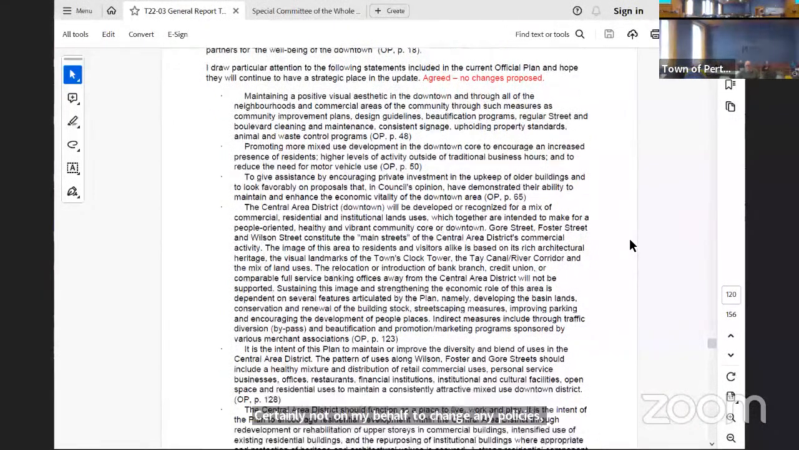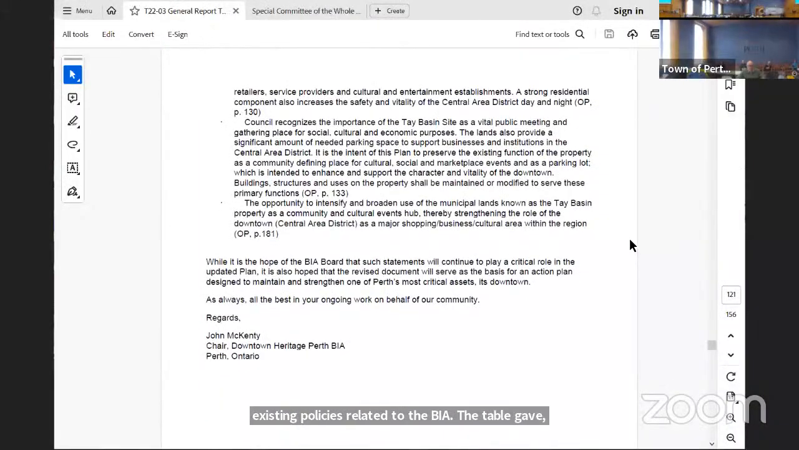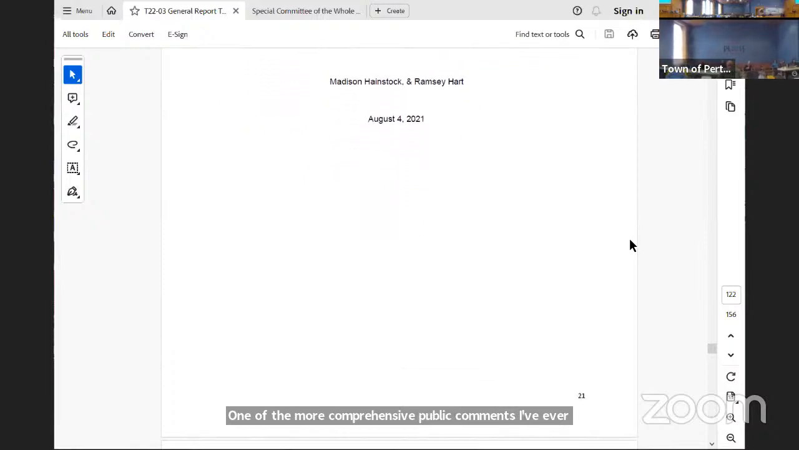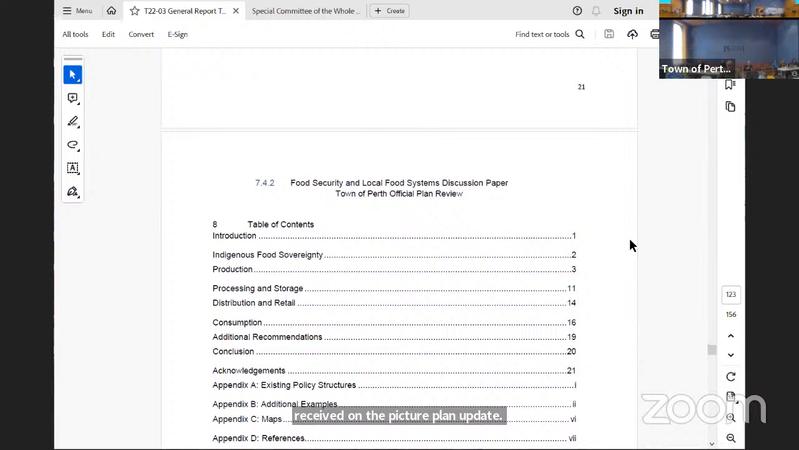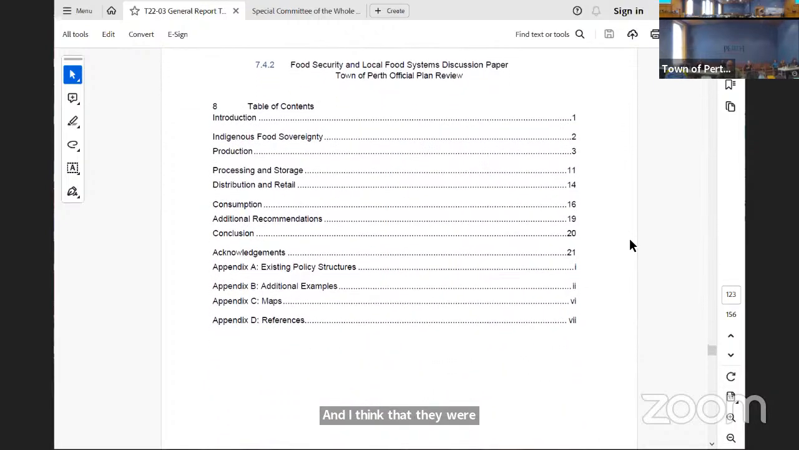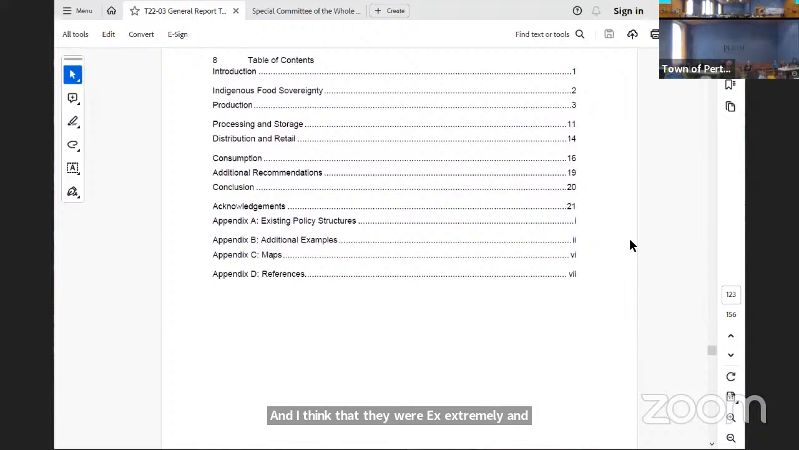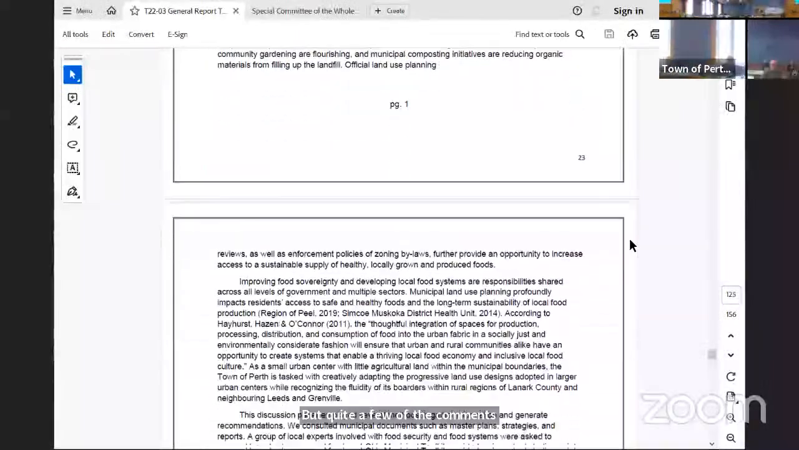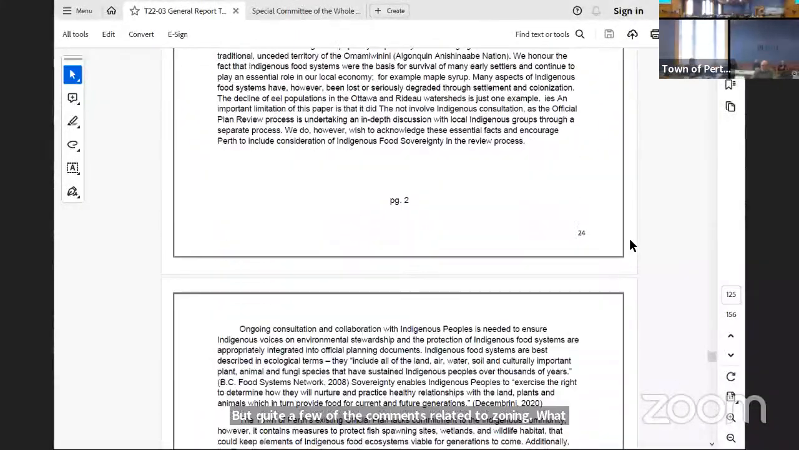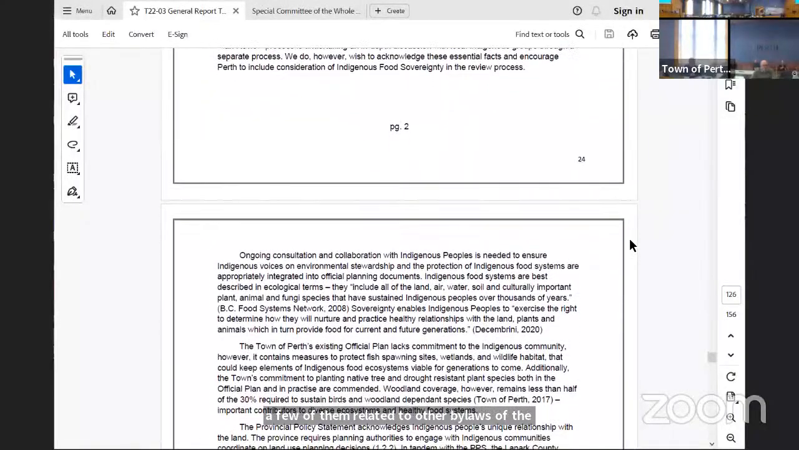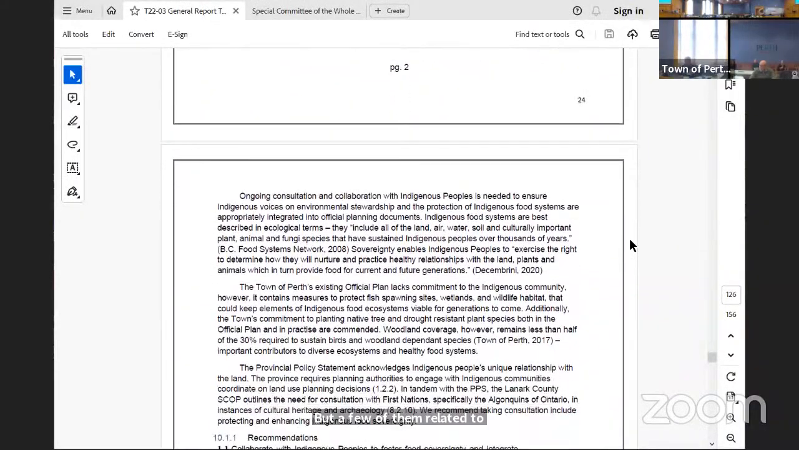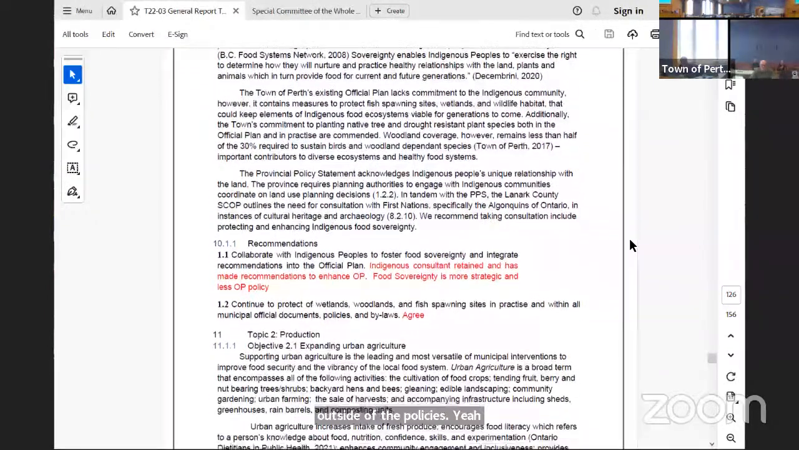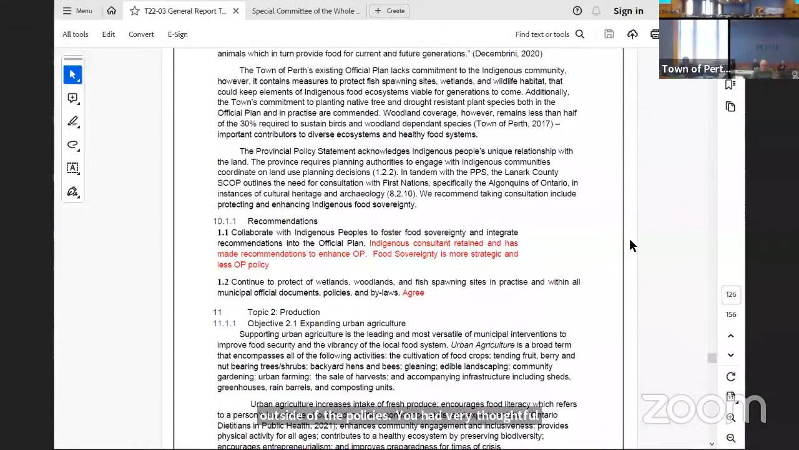The table gave one of the more comprehensive public comments I've ever received on the official plan update. And I think that they were extremely all-encompassing. But quite a few of the comments related to zoning, quite a few of them related to other bylaws of the town, quite a few of them related to operational issues and outside of the policies. You had very thoughtful comments on Indigenous recognition and food sovereignty.